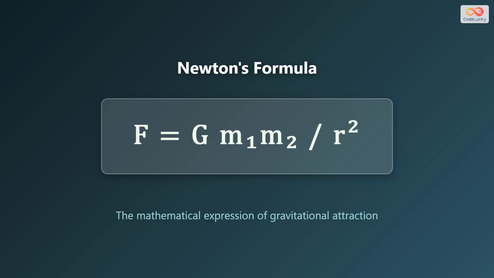Newton expressed this gravitational attraction mathematically with the formula F equals G times m1 times m2 divided by r squared. This elegant equation captures the essence of how gravity works. The force F represents the gravitational attraction between two objects. This formula allows us to calculate the exact force of gravity between any two masses in the universe.